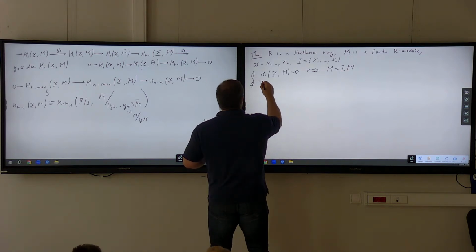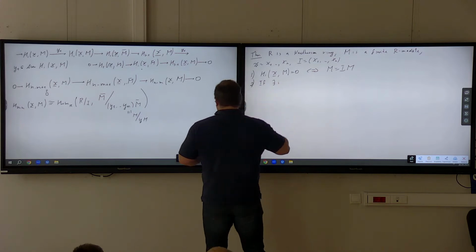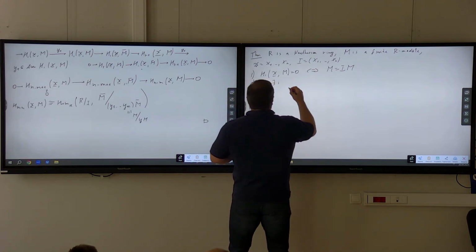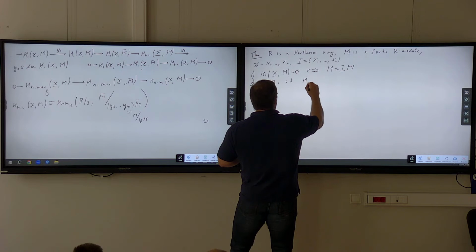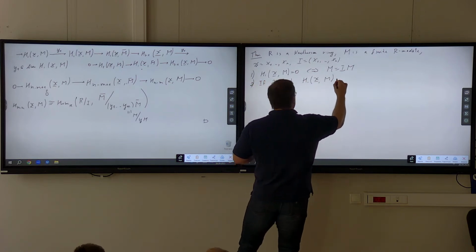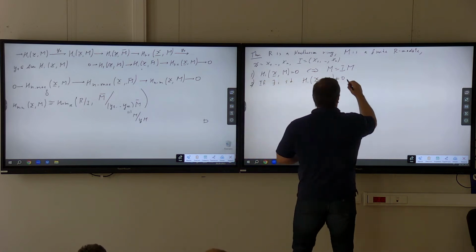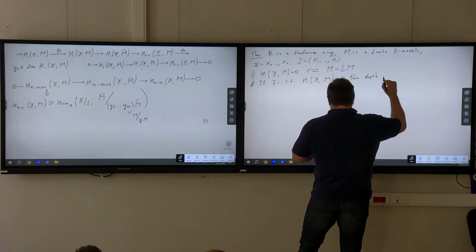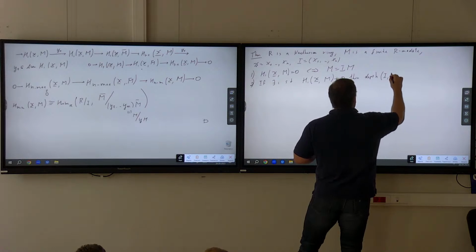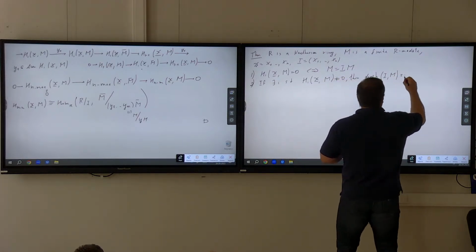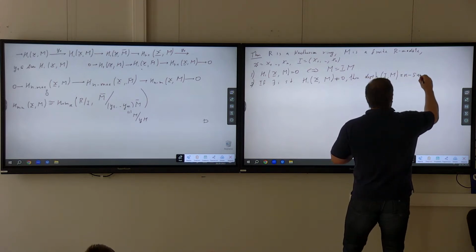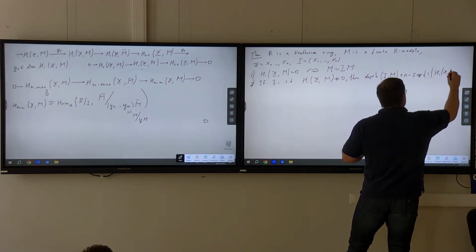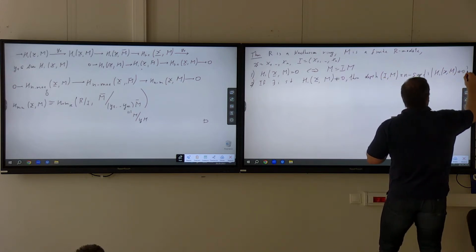So if there is an index i, of course this is the index for the Koszul homology, so this is between 0 and n, such that H_i(x, M) is not 0, then the depth with respect to the ideal I of the module M is equal to n minus the supremum of the i such that H_i(x, M) is not equal to 0.